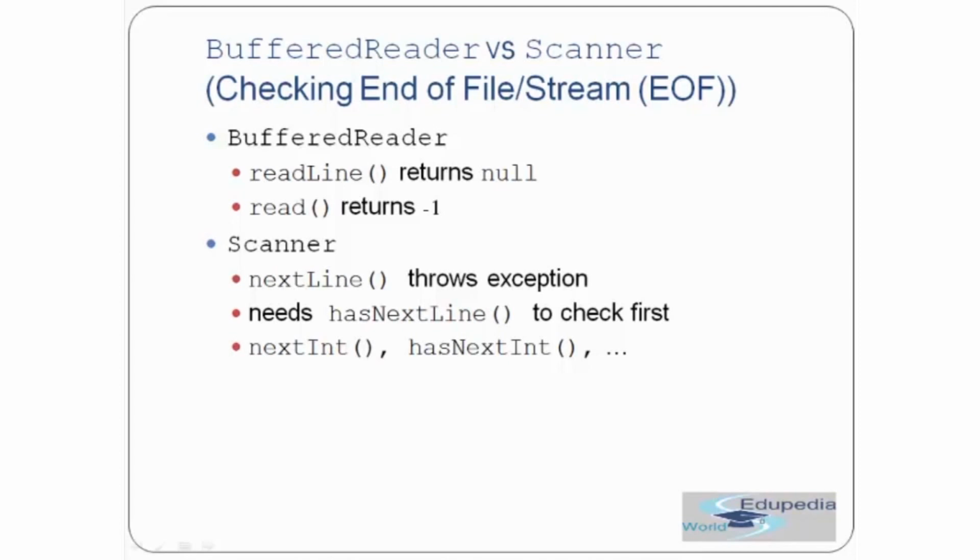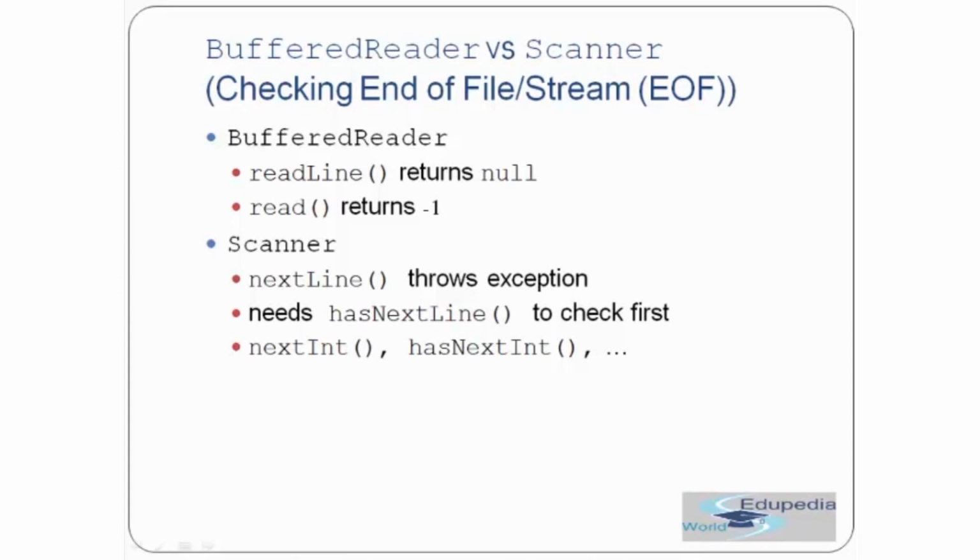So how do we check for end of file in both the cases? Well, in BufferedReader, readLine we can use with null, and read we can use with -1. But when we talk about Scanner, Scanner does have nextLine, which will give us the next line, but if there is no next line, then it will simply throw the exception. Therefore, we firstly need to check hasNextLine to check that the next line is present or not.